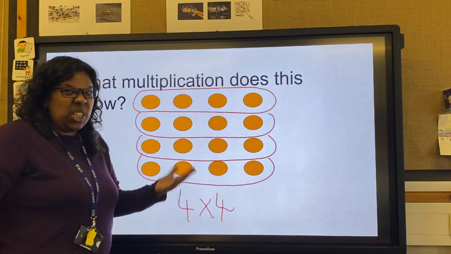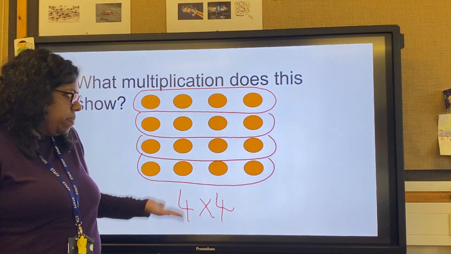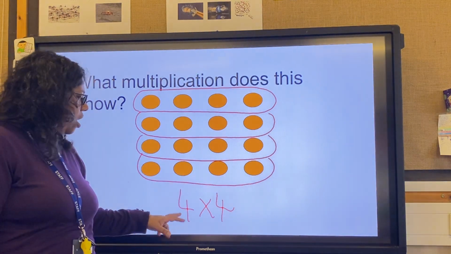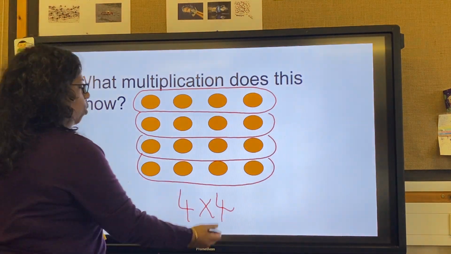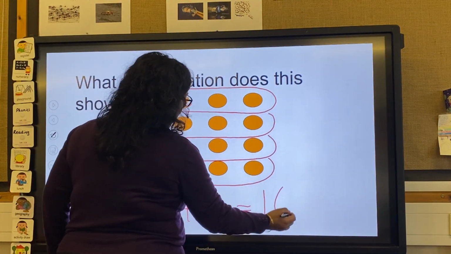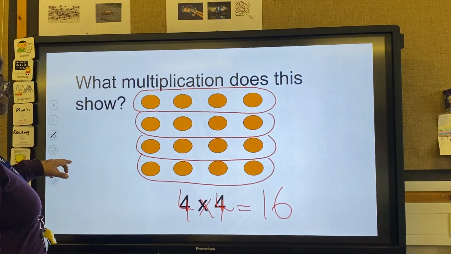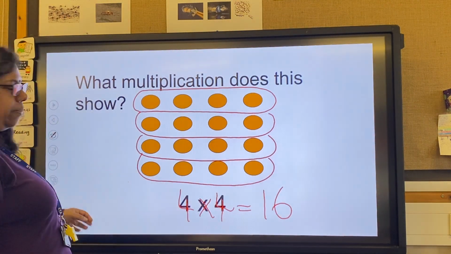So, can I swap the numbers around? Well, there's no point because it's still going to give you the same answer because it's the same number repeated twice. 4 times 4, which is, that's right, 16. Oh, there we go. You can't see, I've covered it up.